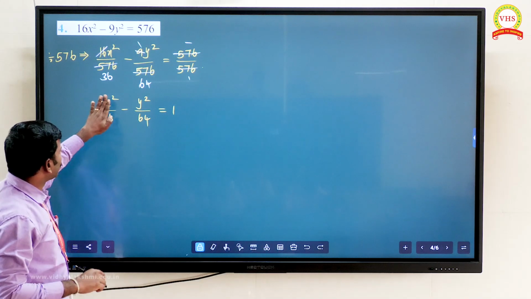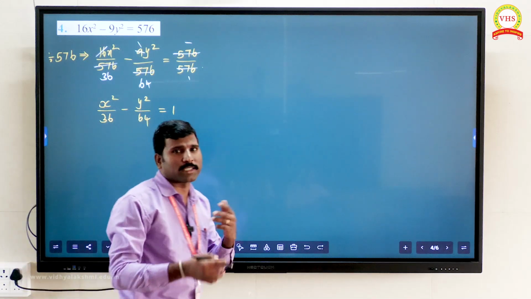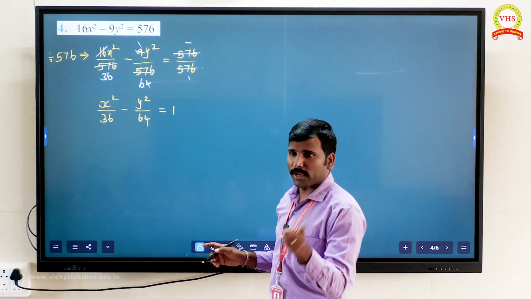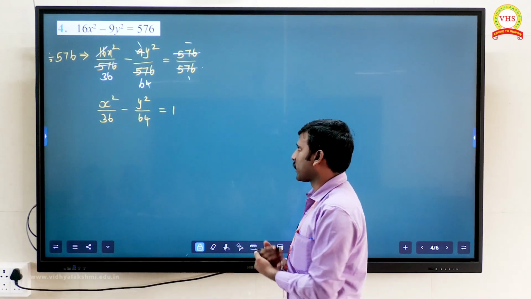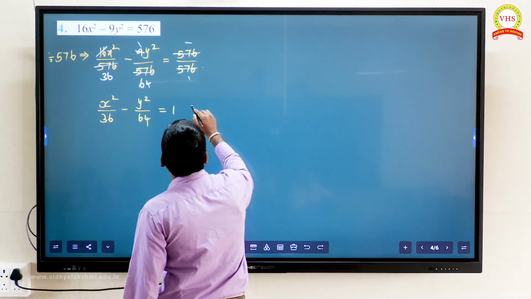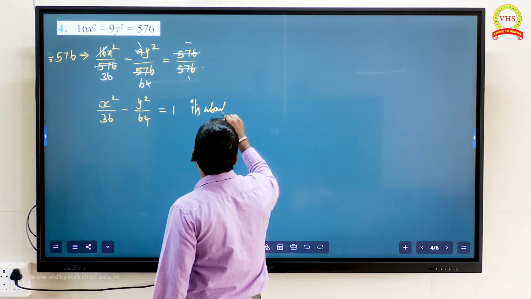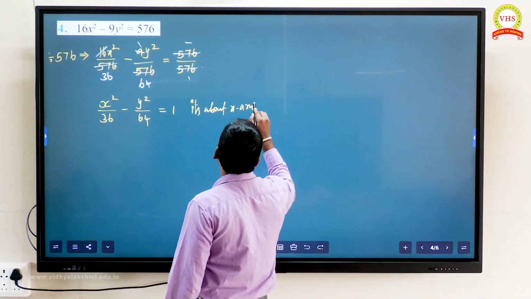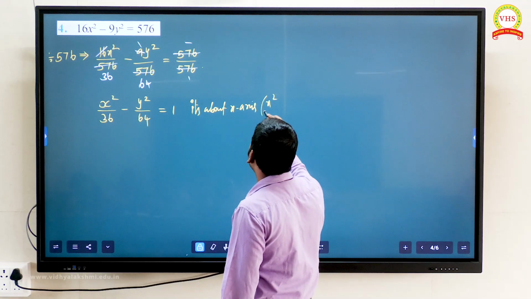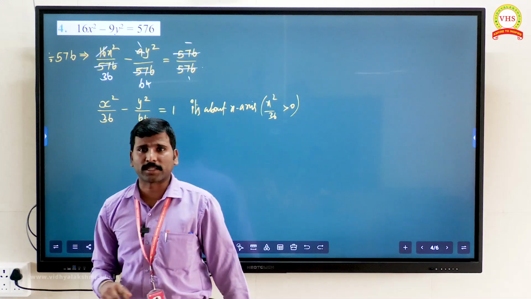See children, the x value is positive. Am I right? If it is positive, it's about the x axis. We have only two options here: about the x axis or about the y axis. So the x value is positive, it's about the x axis. It's about the x axis because x square divided by 36 is greater than 0. So I am telling you it's about the x axis.